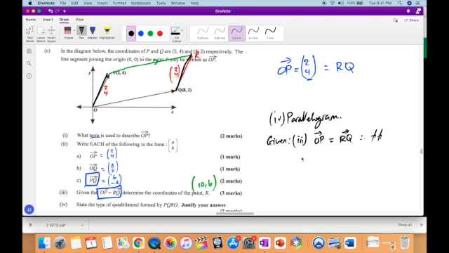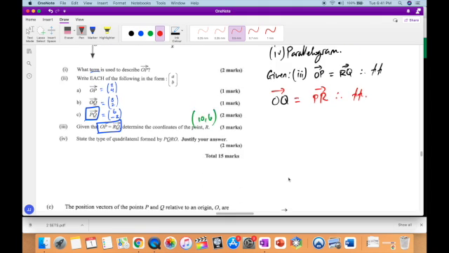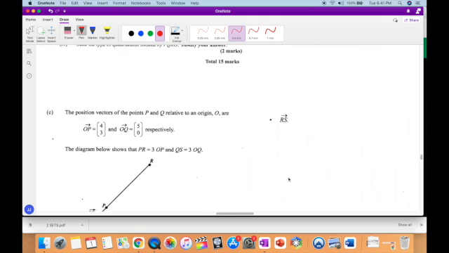And again, OQ is equal to PR, and therefore parallel. Easy, 2 marks there.